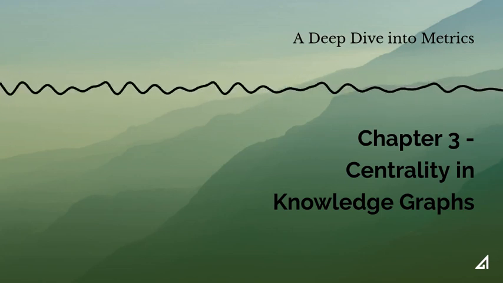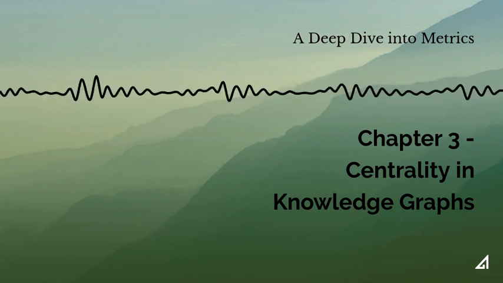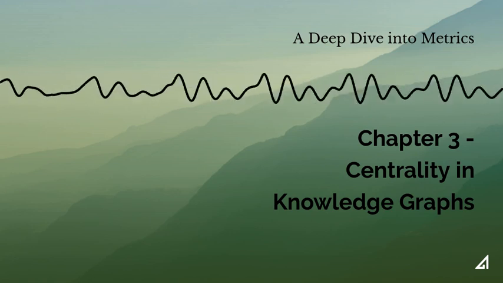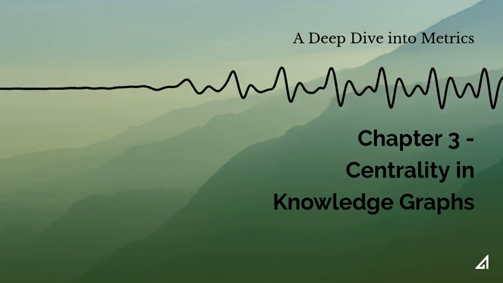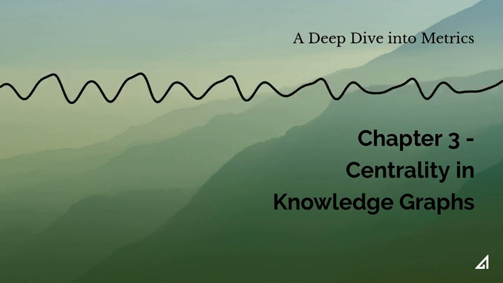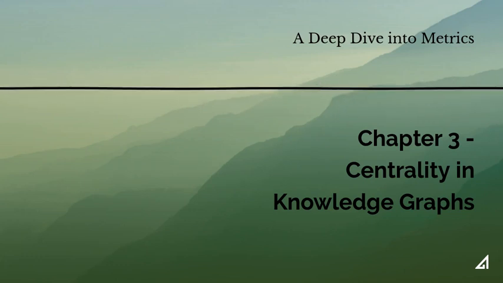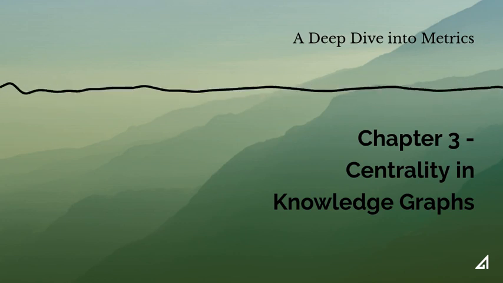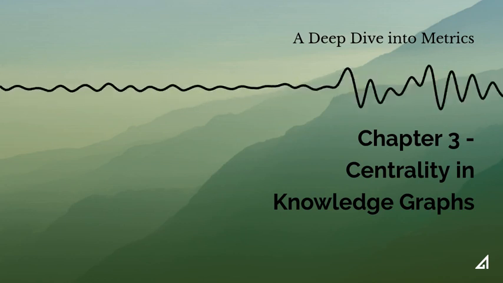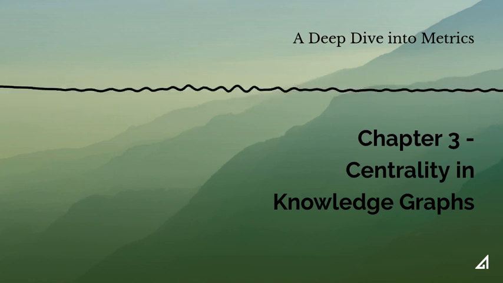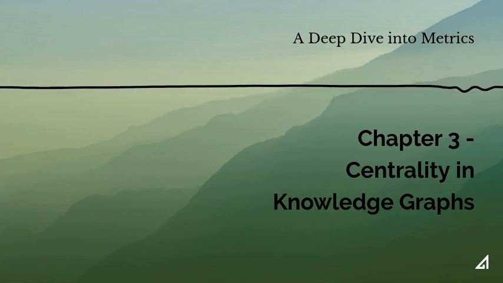Okay, so we've covered degree centrality, eigenvector centrality, and PageRank. What other fascinating ways are there to measure importance in a network? Let's shift gears a bit and talk about closeness centrality. This one measures a node's average distance to all the other nodes in the network. So a node with high closeness centrality is essentially close to everything else. It's like a central transportation hub.